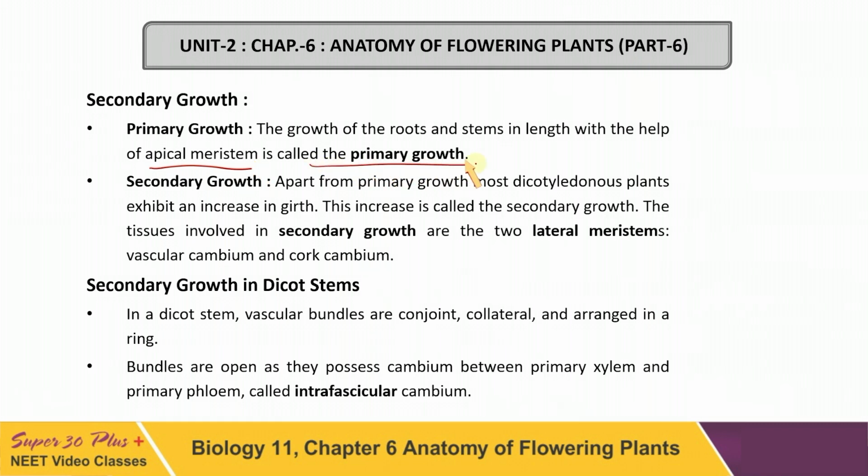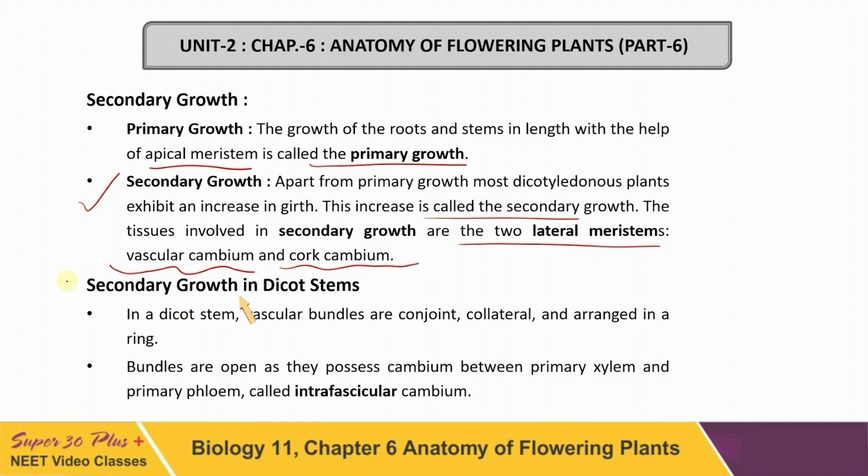In dicot stem and dicot root, secondary growth is also found. What we mean by it is that when the increase is in girth, that is diameter and thickness increase, this is called secondary growth, and this secondary growth is because of lateral meristem, that is vascular cambium and cork cambium.